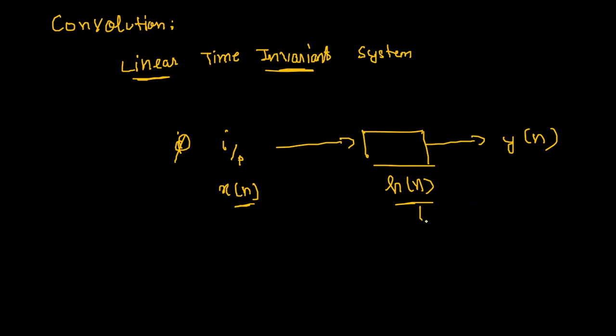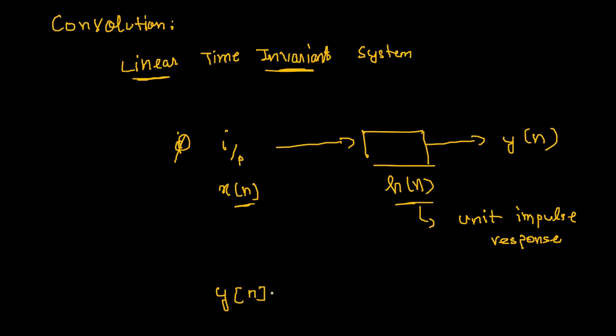So this h of n is called a unit impulse response. And why we call that a unit impulse response is, if your input signal is a unit impulse function, your y of n is equal to h of n, right? So because of that, we call the function of the system a unit impulse response. So let's talk about convolution.